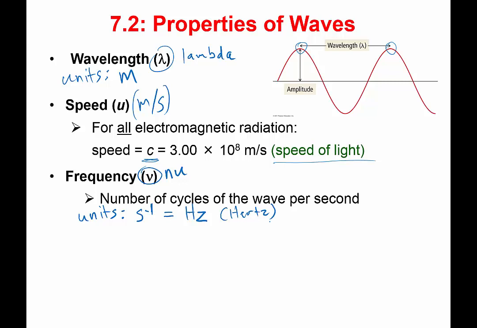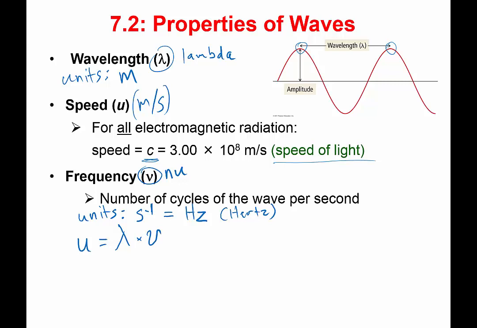So we've talked about wavelength, speed, and frequency. Now there is a relationship between these three quantities. They're not completely independent because the frequency, the number of cycles of the wave per second, is going to depend on, first of all, how fast that wave is traveling, and it's also going to depend on the wavelength, because the longer the wavelength, the longer it's going to take each cycle to pass by. So in fact, we can say that for any wave, the speed is equal to its wavelength times its frequency.